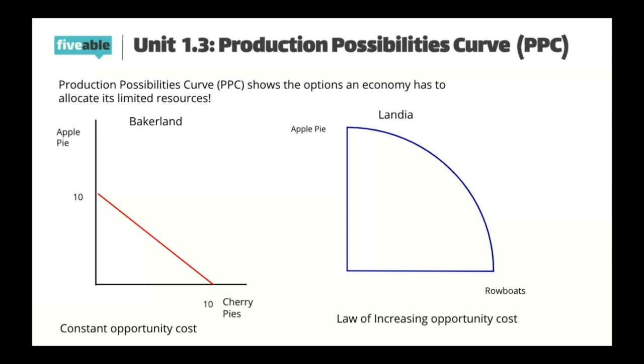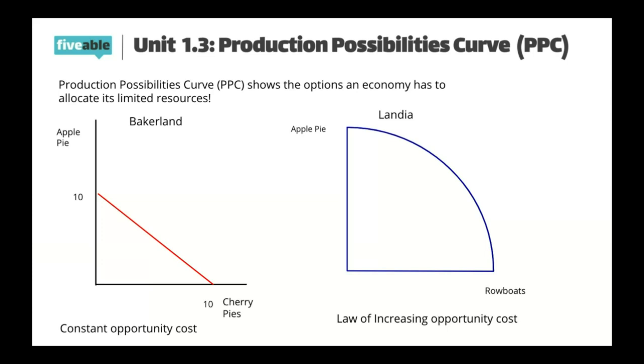Notice that line is linear. It's not bowed out like you see with Landia. In Bakerland, you have a straight line. This is why it's called constant opportunity cost. It means that the opportunity cost, we will get there, don't worry, for one more apple pie is going to be one more cherry pie.